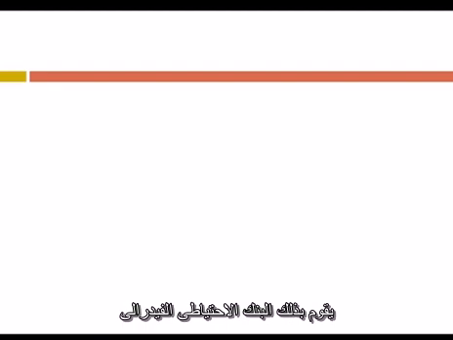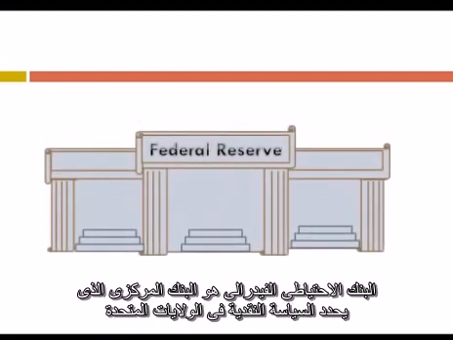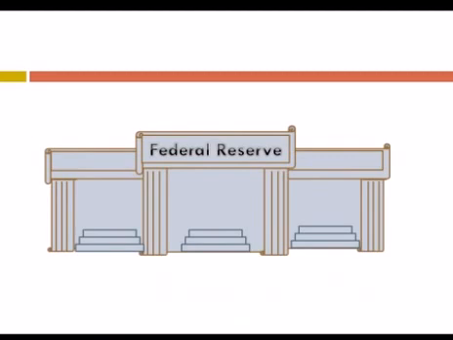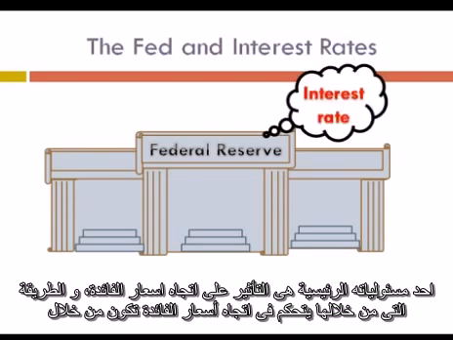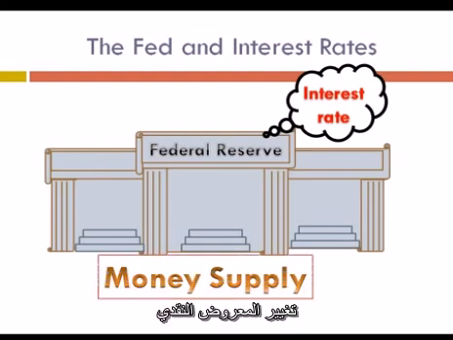But how are interest rates determined? Well, this is where the Federal Reserve comes in. The Federal Reserve Bank is a central banking system that sets the monetary policy in the United States. One thing they are in charge of is influencing the direction of interest rates, and a way in which they are able to influence this direction is through changing the money supply.